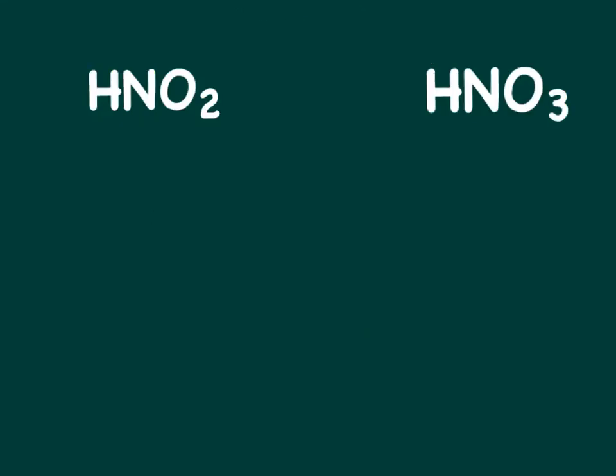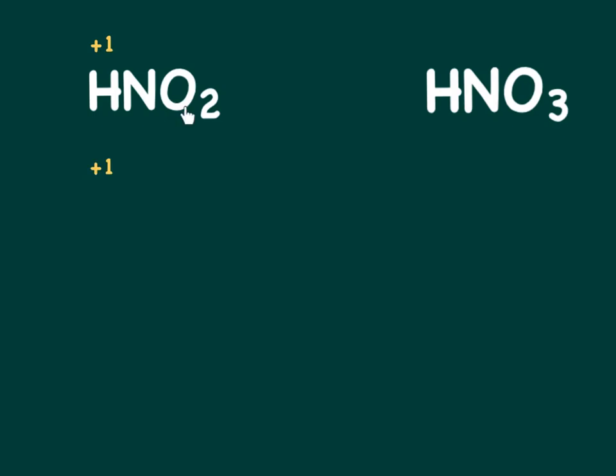Let's look at what happens to the oxidation number of nitrogen in two different compounds. Here we have nitrous acid and here we have nitric acid. Our rule for hydrogen states that in this instance, since it's not bonded to a metal, the hydrogen will be +1. And there's only one hydrogen in this compound, so I'm going to bring that +1 down for our housekeeping.